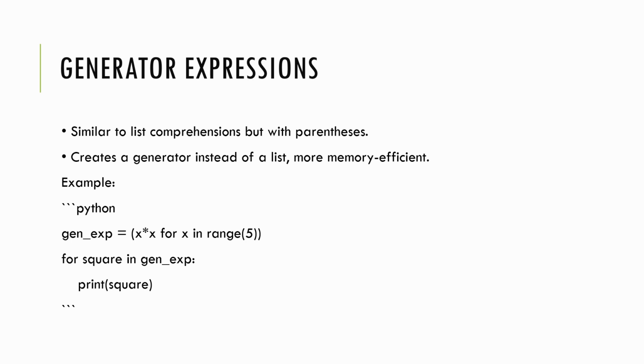Generator expressions are similar to list comprehensions, but they use parentheses instead of square brackets. This makes them more memory efficient since they return a generator instead of a full list. In this example, we are squaring numbers, but we are doing it in a way that does not require storing all the results in memory at once.